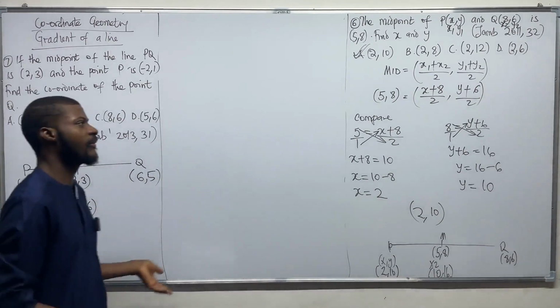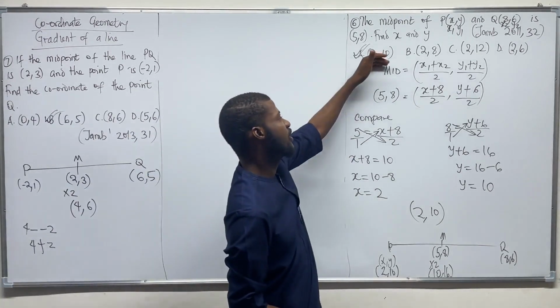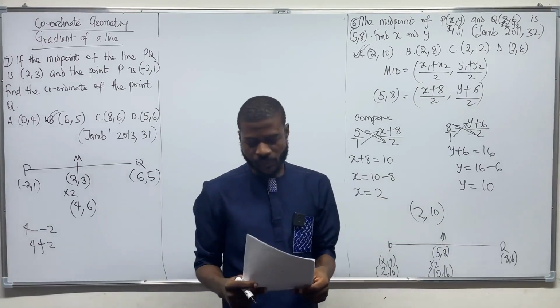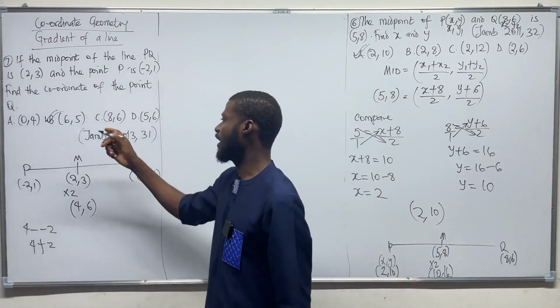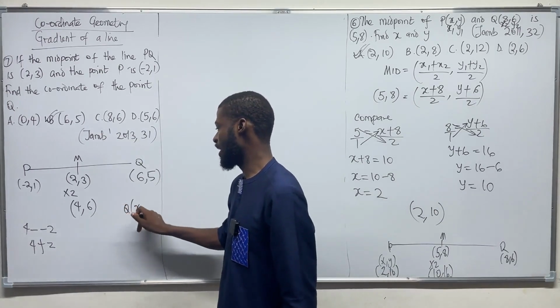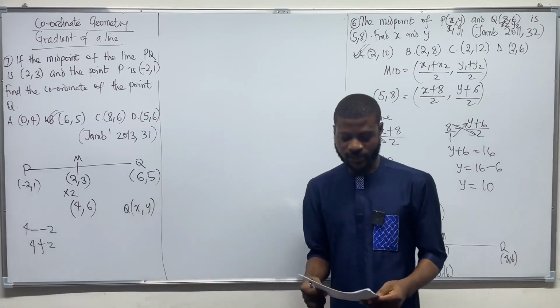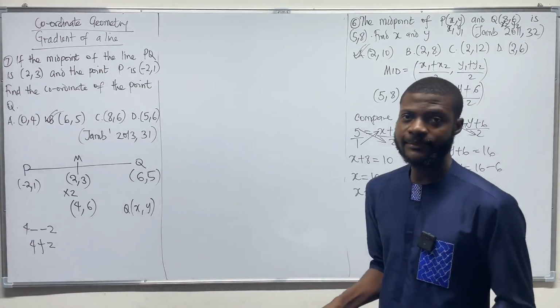And it's easy to solve. On your own, you can decide to follow this same approach to solve the problem. It's still going to be correct. So all you have to do is just say, let the point Q become (x, y). Then you can still get your answer. Let's take a look at the next one, question number 8.